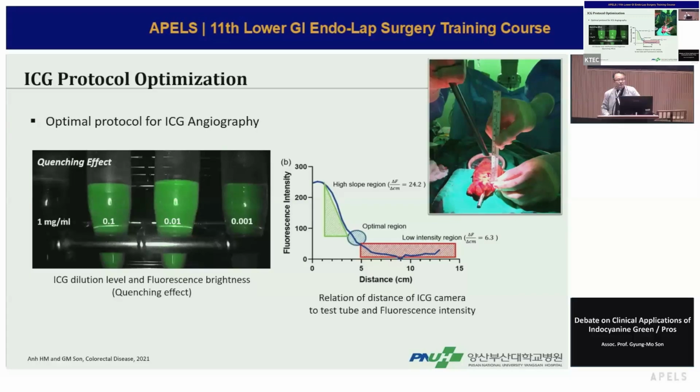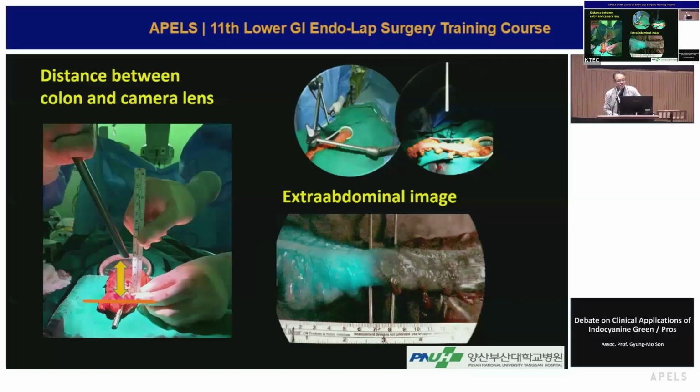The intensity of the fluorescence also depends on the distance from the camera. We found that 5 centimeters from the specimen might be the optimal distance for the fluorescence image. So we need to standardize every detailed protocol, check the ICG, and compare the fluorescence intensity after using the standardized protocol. This is important in my opinion.